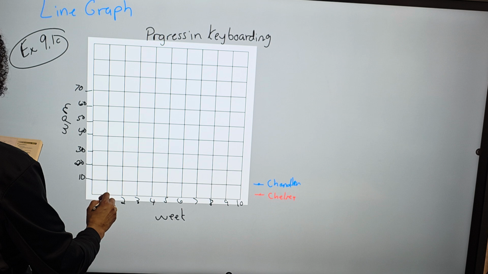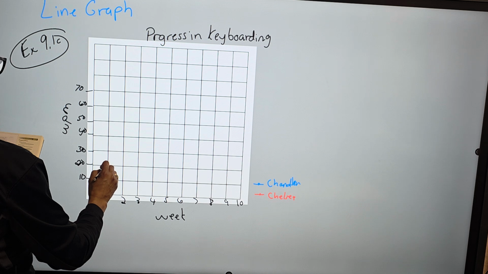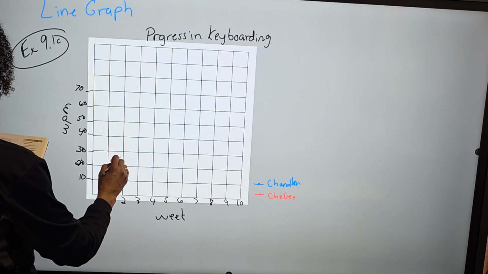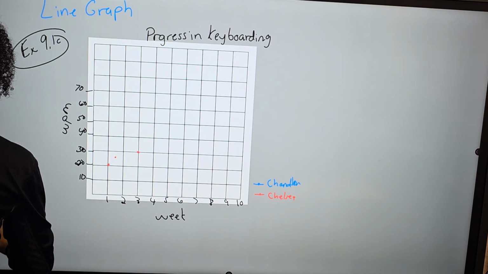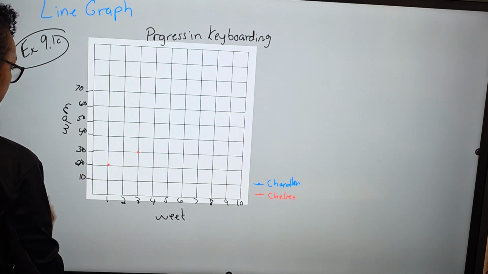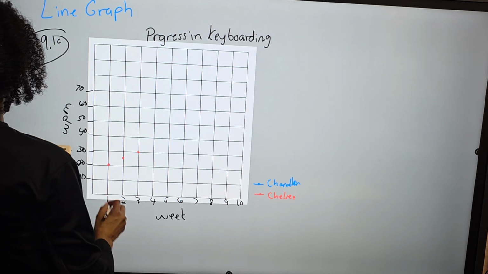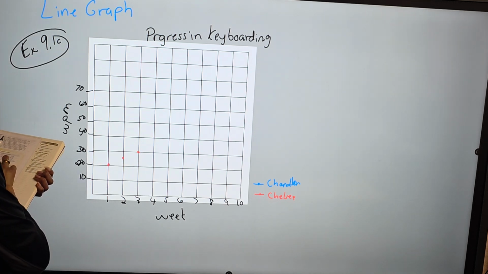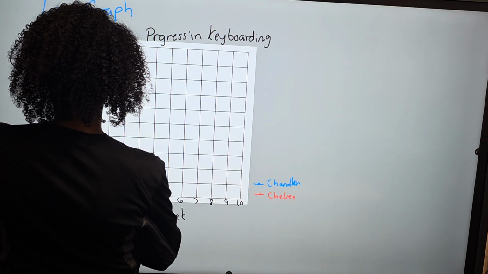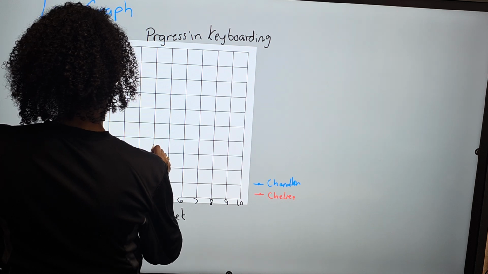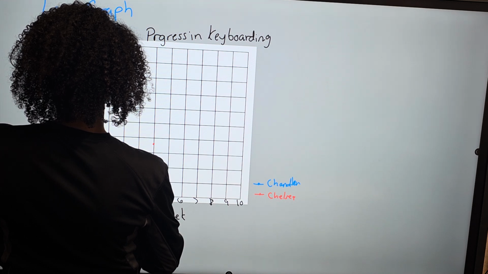We see that week 1, Chelsea has 20 words per minute. Week 2, she's gone up to 25. Week 3, she's up to 30. You can see I went in the middle there, but because it's by the weeks, I needed to go on the line. There we go. That's better. Week 4, she's at 35. And then week 5, she's up at just above 40.